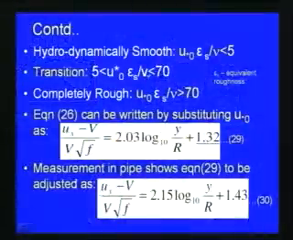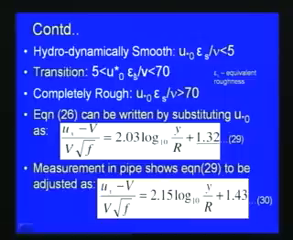And then between 5 and 70 of this u star naught into epsilon s by nu, we say it is a transition between smooth and rough. Here it is very difficult to get an expression like what we have derived for smooth or rough. So depending upon the value, we have to use either the equation for rough or smooth, depending upon the case. That way we can see whether the pipe is hydrodynamically smooth, in a transition stage, or completely rough.